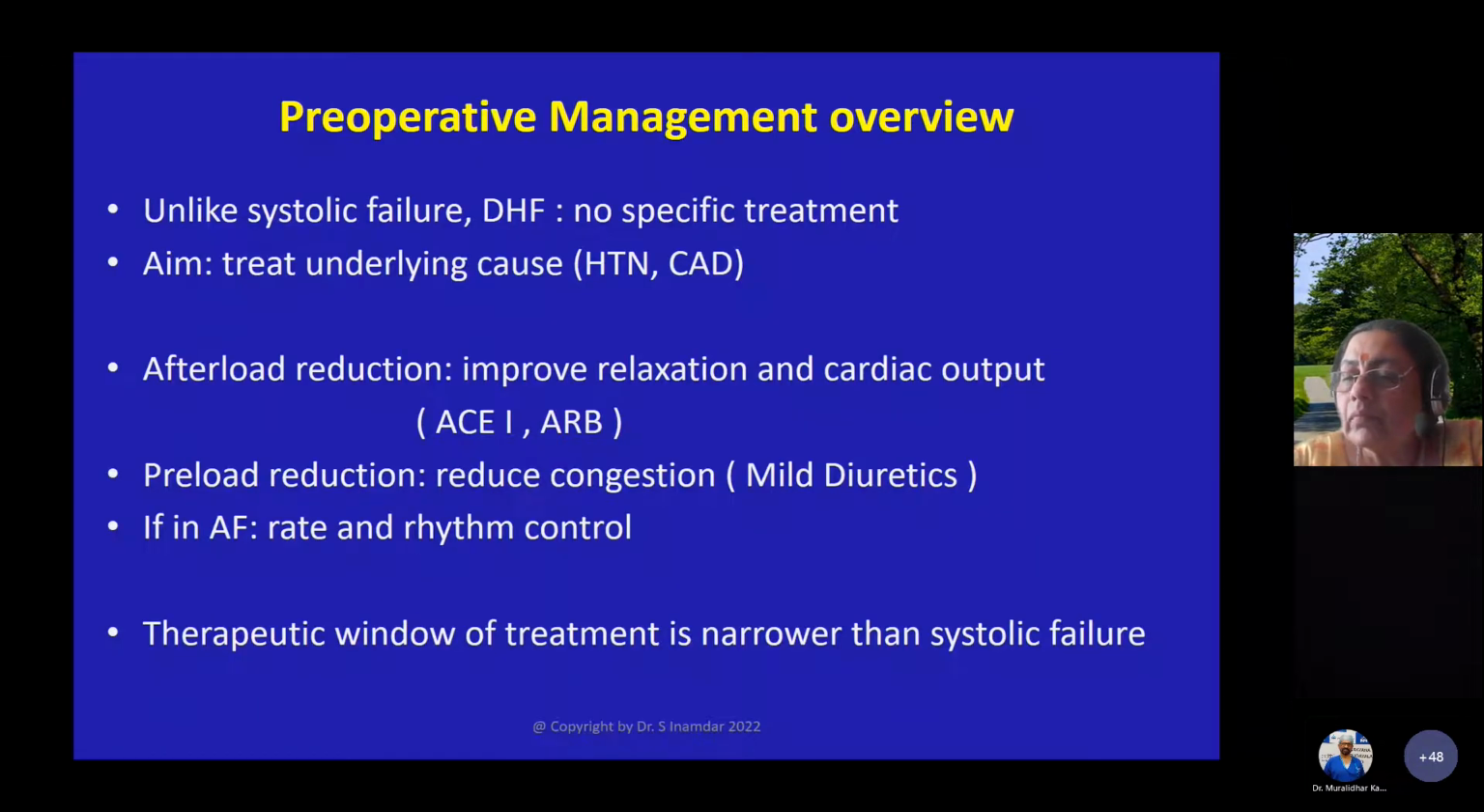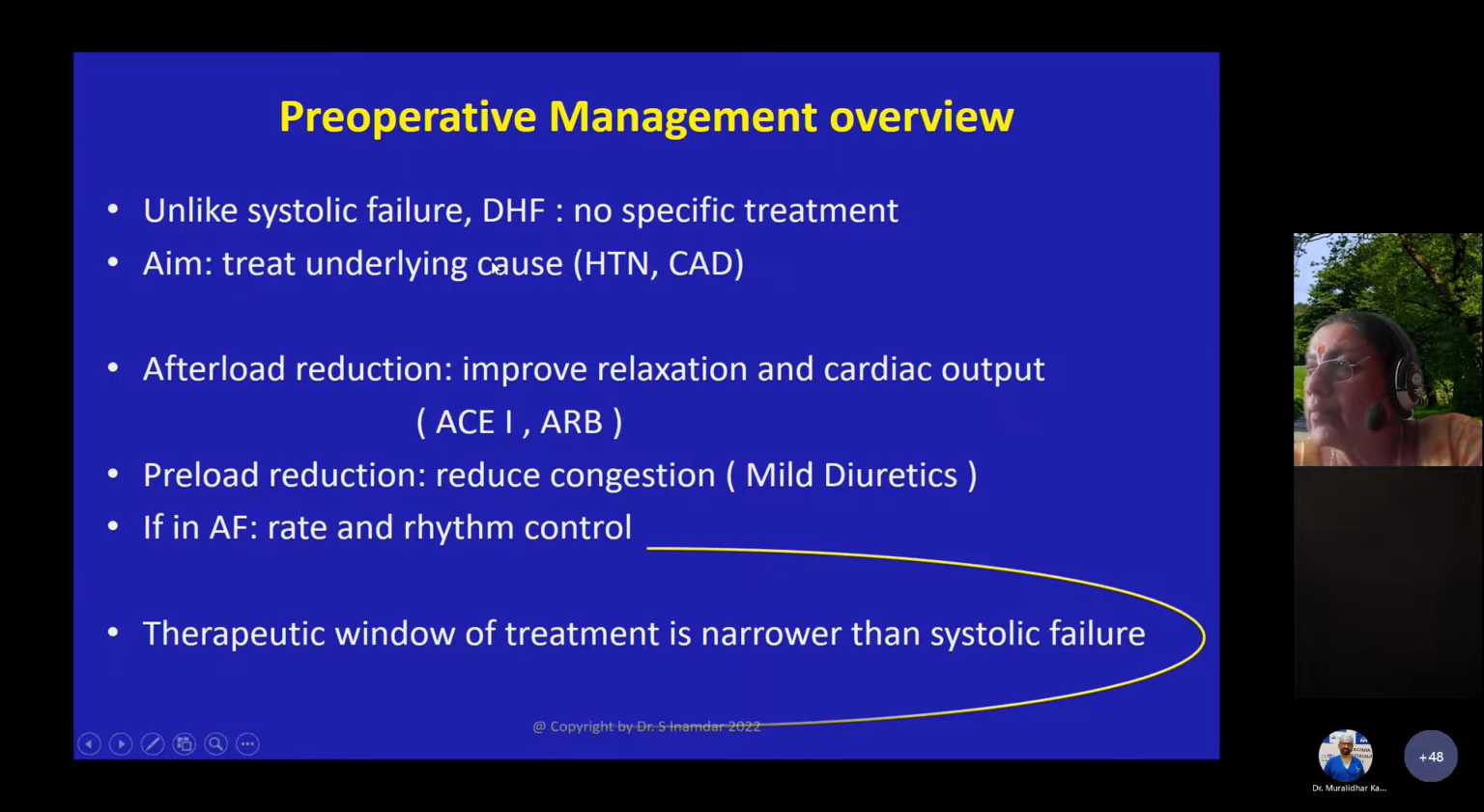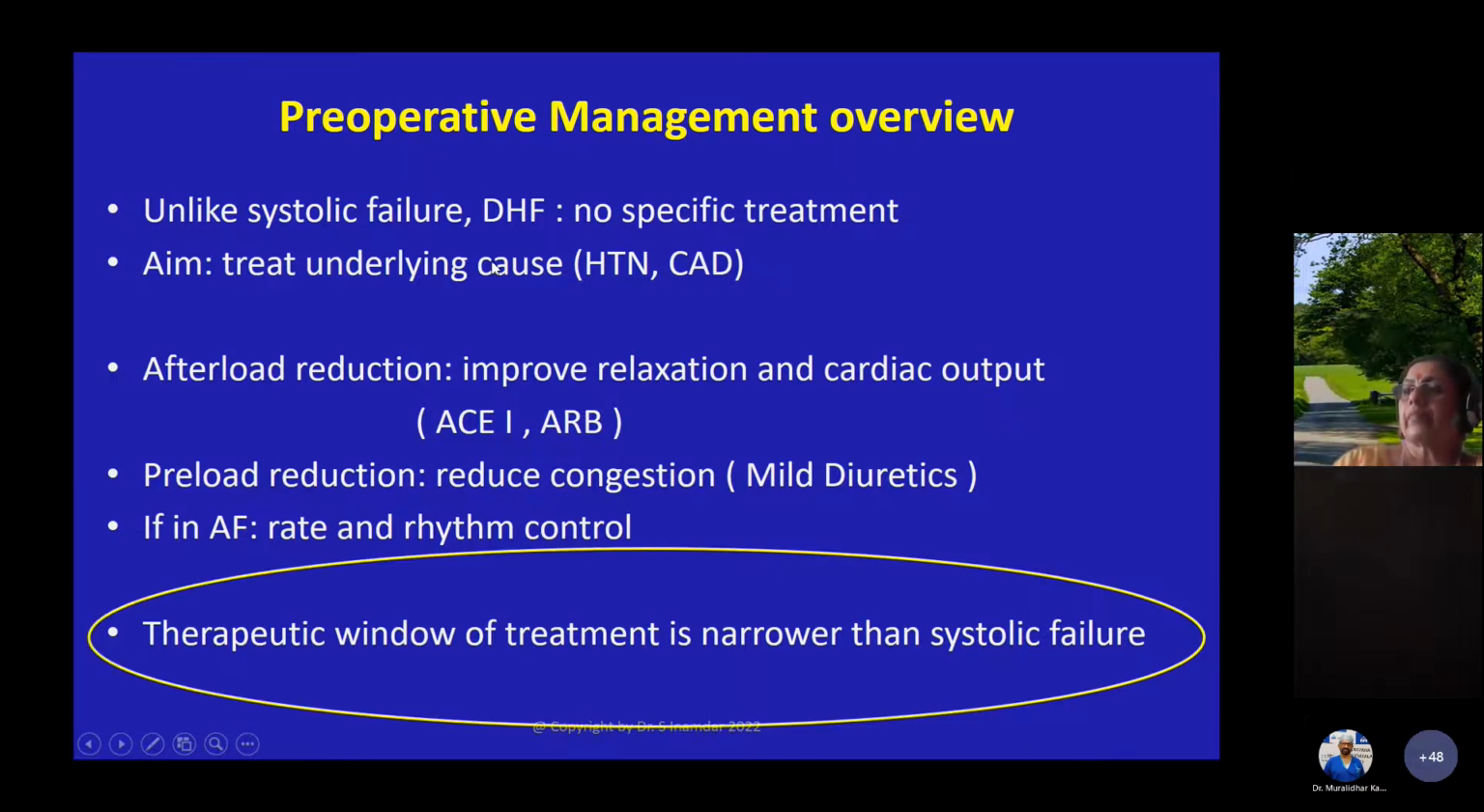So coming to pre-operative management, unlike systolic failure, diastolic heart failure has no specific treatment. The aim is to treat the underlying cause. Afterload reduction will improve relaxation and cardiac output. These are oral tablets. Reduce congestion with mild diuretics, and if in AF, of course, you have to control rate and rhythm, but you have to remember that the therapeutic window is very narrow.